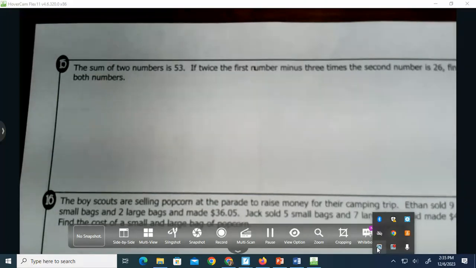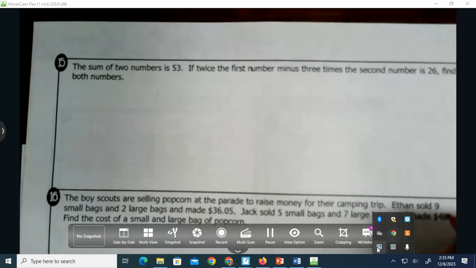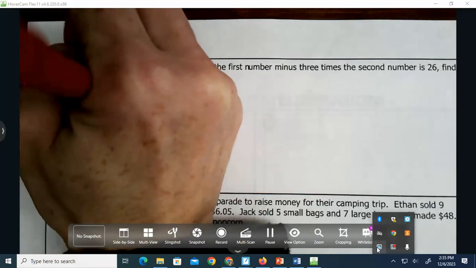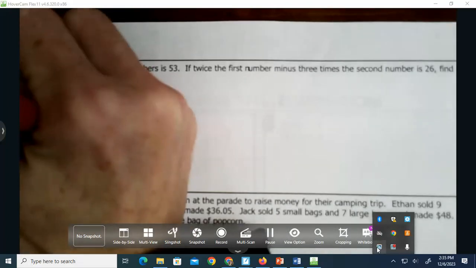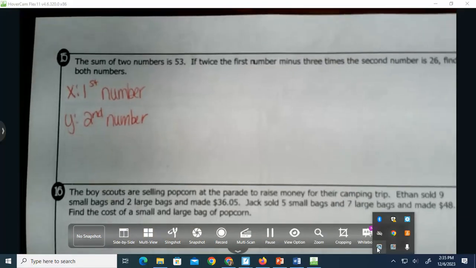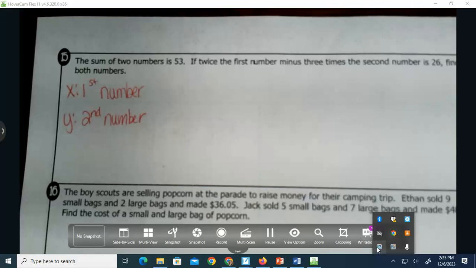All right. If we take a look at this one, the sum of 2 numbers is 53. What should I do for defining my variables? X is the first number. Y is the second number. You have to do that. You get credit, even if nothing else you do is correct, for identifying those. If you don't do that, even if you have the right answer, you lose points just for not telling me what your variables stand for.